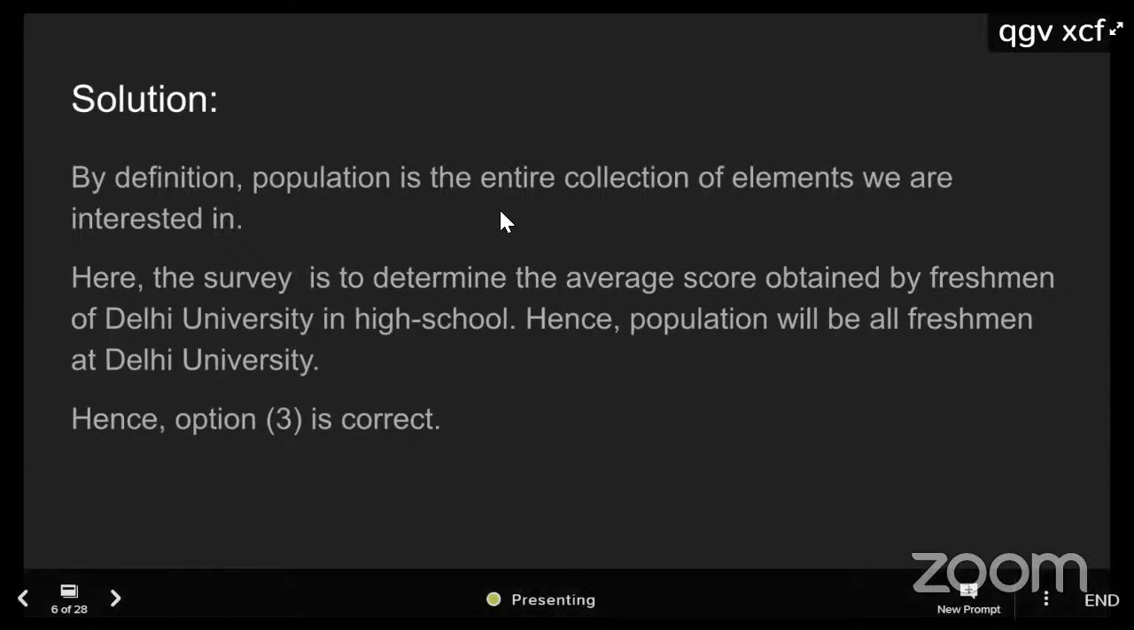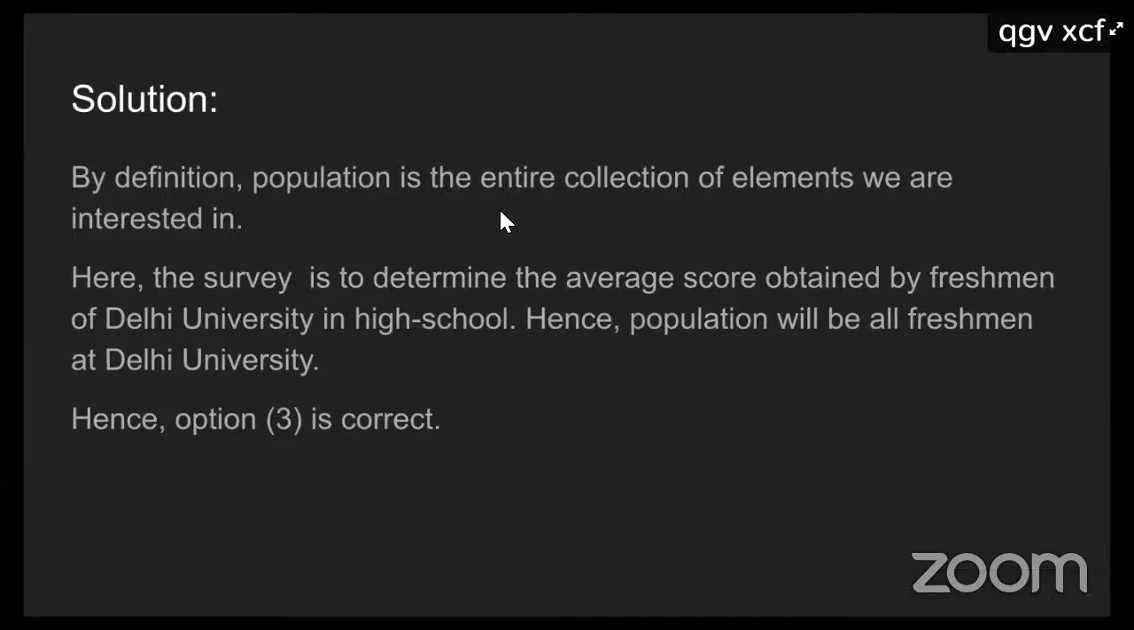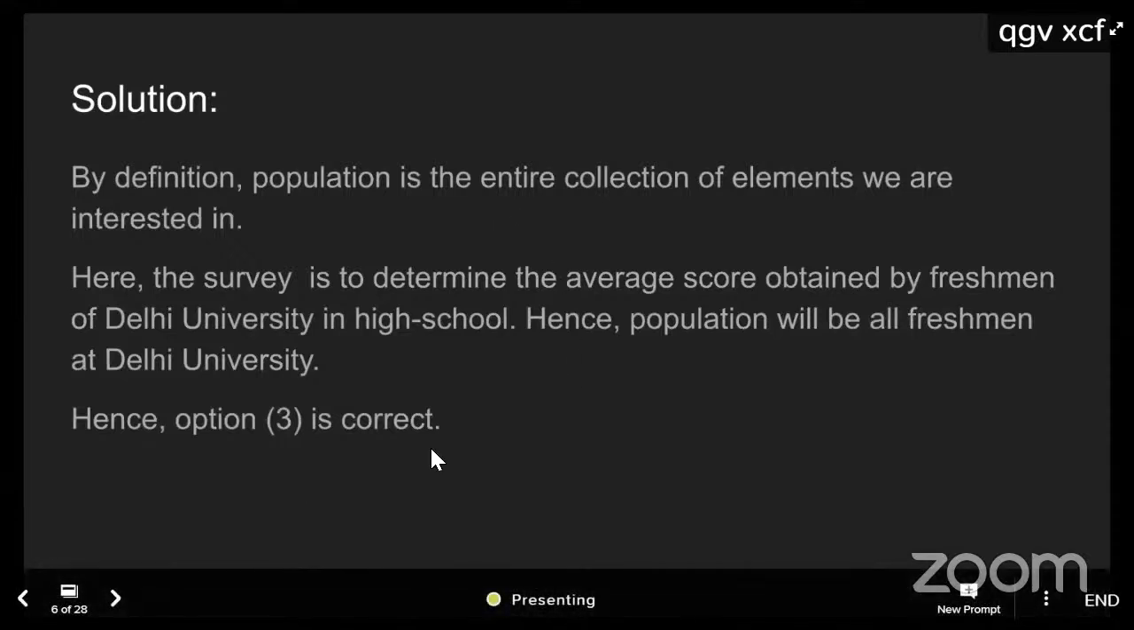So by the definition, what is the population? Population is the entire collection of the elements we are interested in. Here, we are interested in the average score obtained by the freshmen of Delhi University. Then in the question it was mentioned that 400 freshmen were selected. Then what will be the population? Population will be all freshmen at Delhi University. Is it clear to everyone? Yes, sir. But this sample is a good representative, no? Yes, sir.